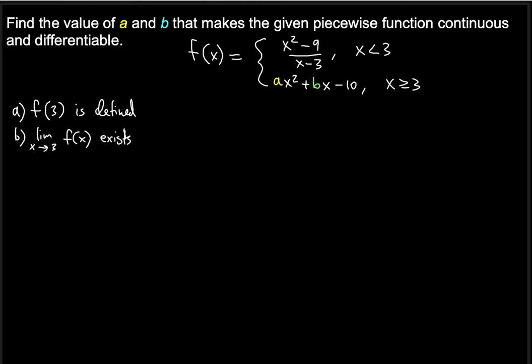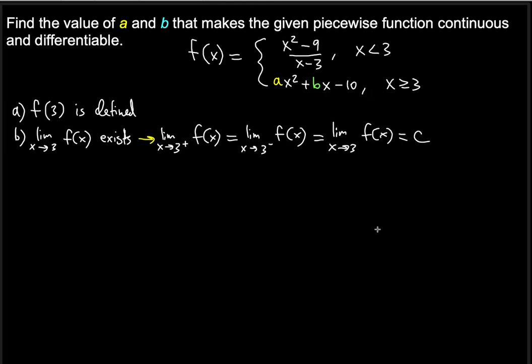And what does this imply? This implies that both one-sided limits approaching the target value agree. In other words, as x approaches 3 from the right of f of x, the limit is going to be the same as the left-sided limit, as x approaches 3 from the left of f of x. Whenever the two one-sided limits agree, then the overall limit should be the same value, which we will call c. So this is the second condition.